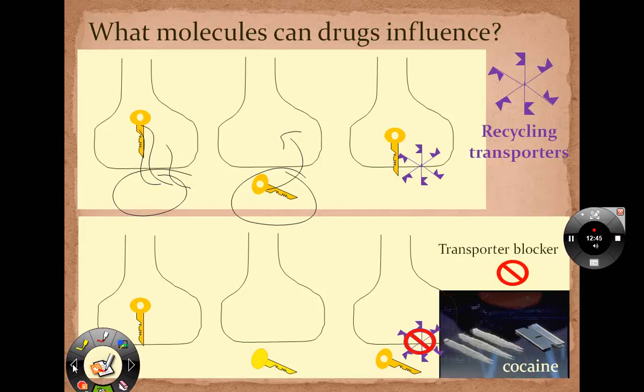What's the difference between a recycling transporter and an enzyme that breaks down? So the digestive enzymes, the breaking down enzymes, they actually destroy the neurotransmitter. They clip it. They break a piece off of it, make it non-functional. Recycling transporters don't destroy it. They just put it back in the cell, so it's out of the way, it just gets it back in.